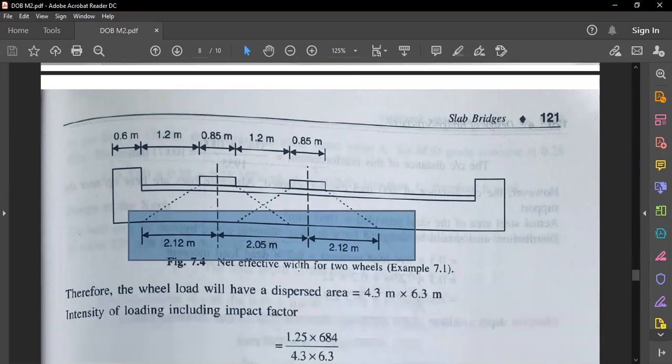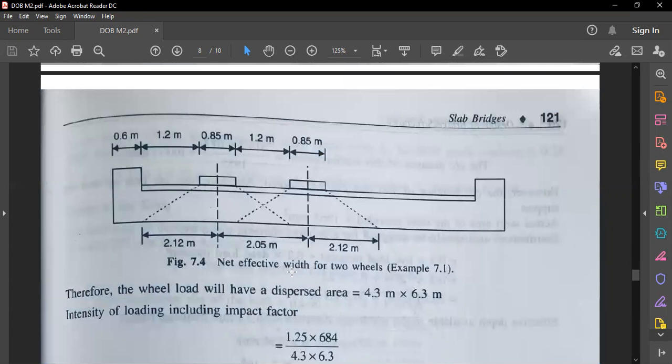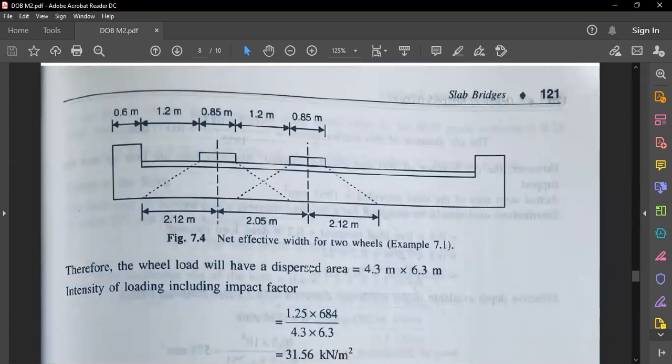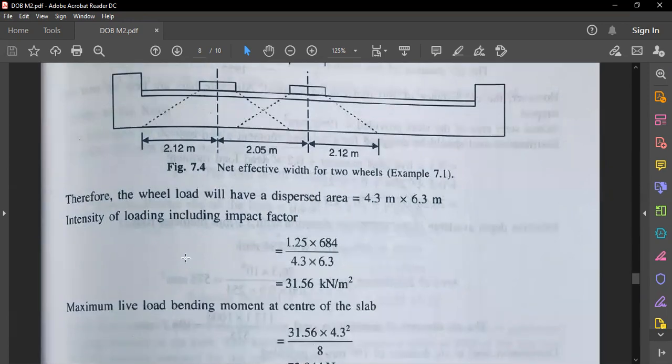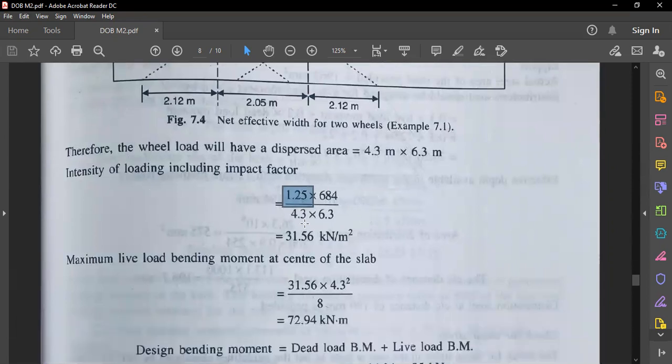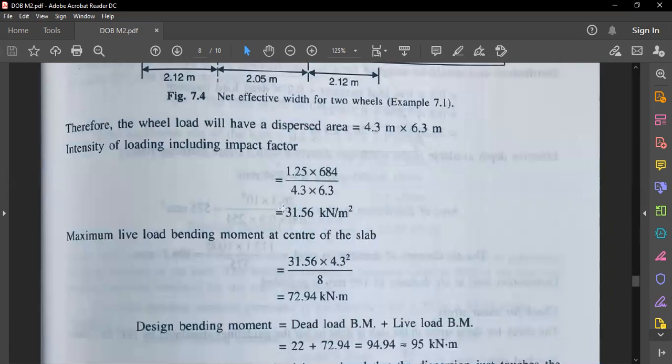Correct? Now, based on the dispersion area, I will calculate the load which is acting on the deck slab. Intensity of loading is 684 kilonewton. Out of 700, only 684 is acting on the deck slab. 25% impact factor, that is 1.25. Next, divided by the area on which the load is dispersed, that is width of dispersion into length of dispersion. This is due to live load only.